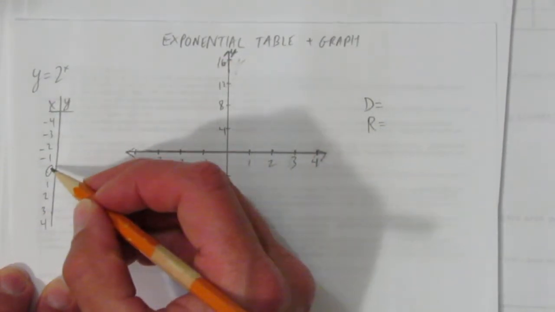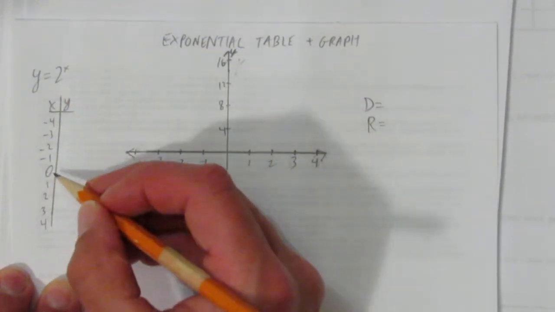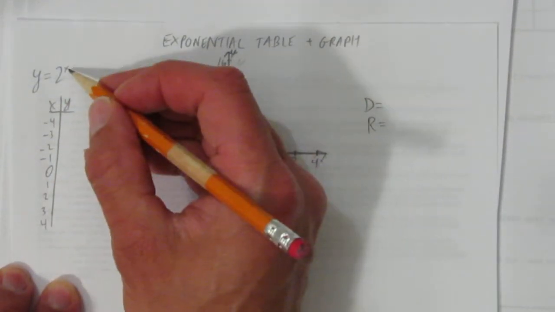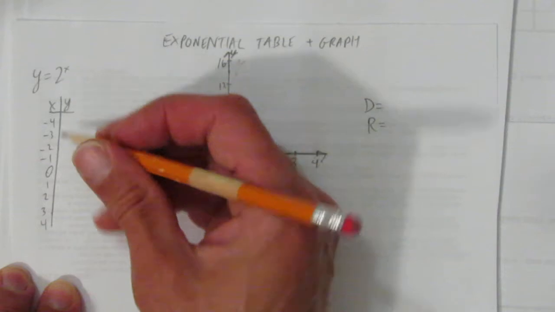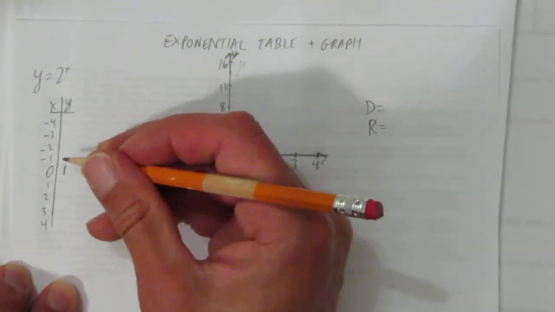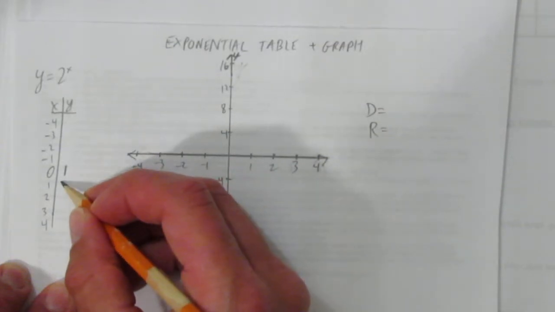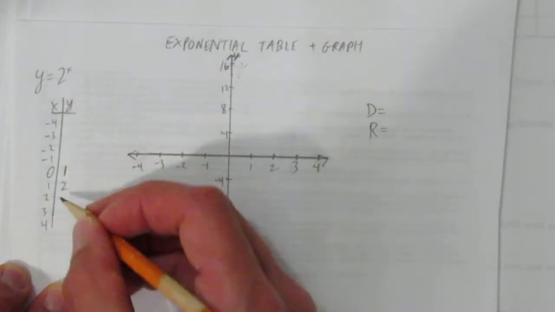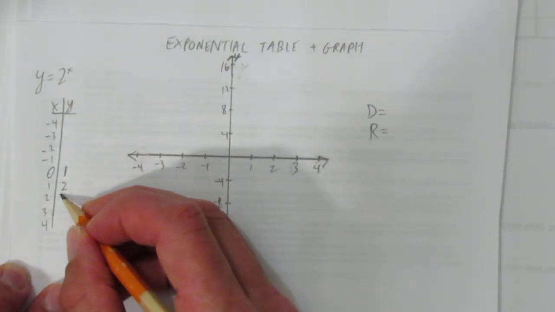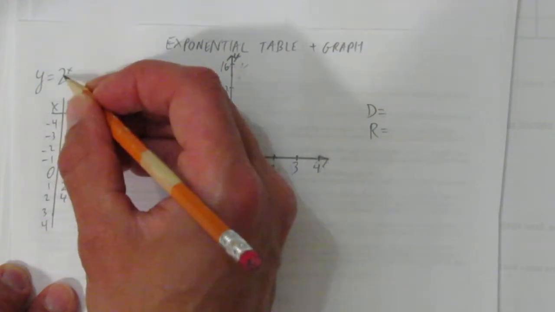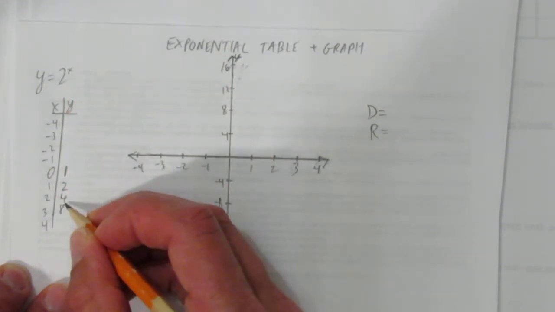I'm going to start with 0. That is 2 to the power of 0 in my table. Sub in 0 for x. What's anything to the power of 0? 1. So 2 to the power of 0 is 1. What's 2 to the power of 1? 2. What's 2 to the power of 2? 4. What's 2 to the power of 3? 8. See the pattern here?